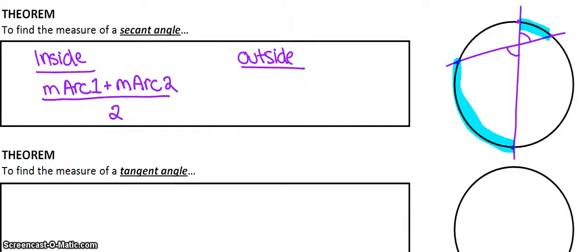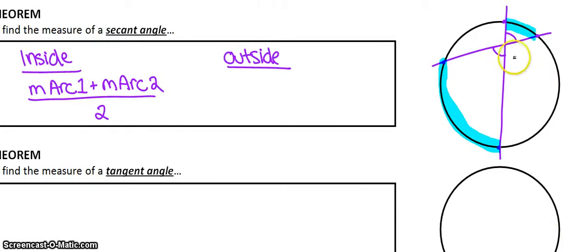Whereas an outside secant angle, well, let me draw one of those first so we can kind of see this. An outside secant angle might look like this angle right here. So it's created from two secant lines still, but it's outside the circle.